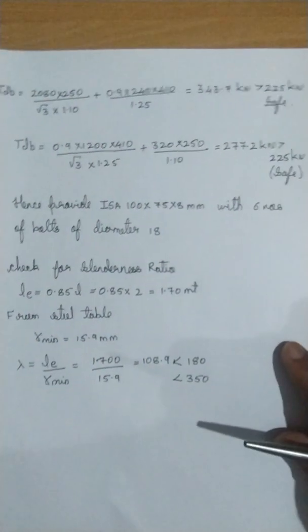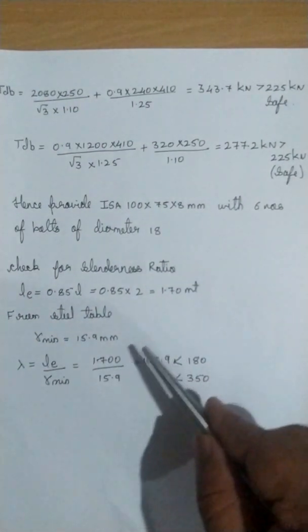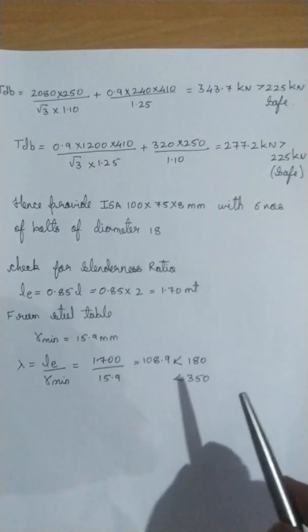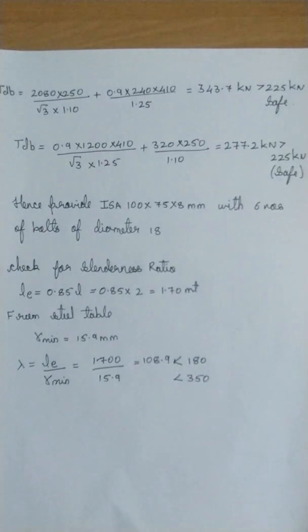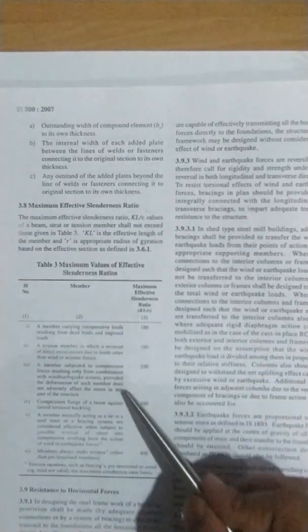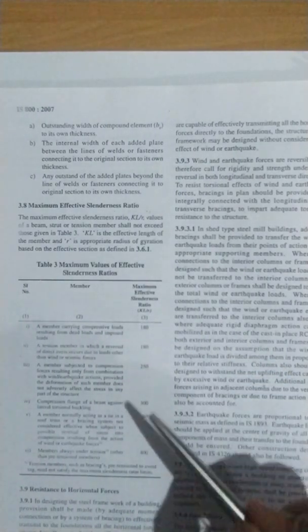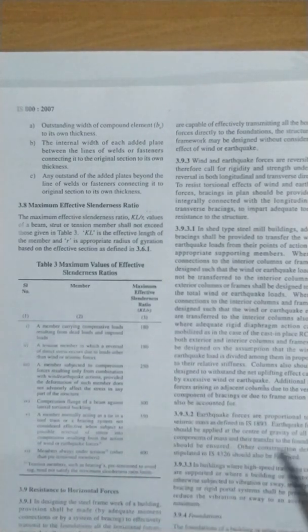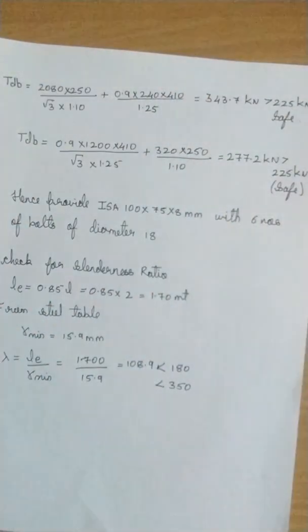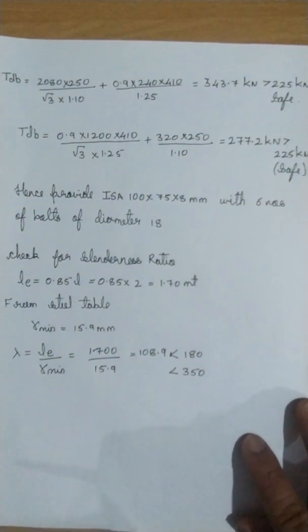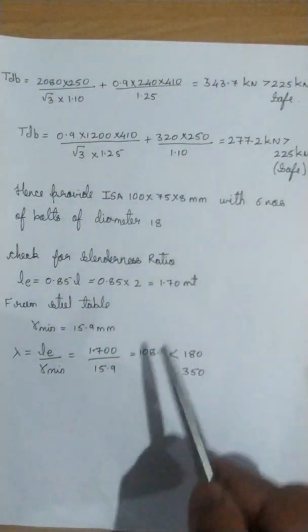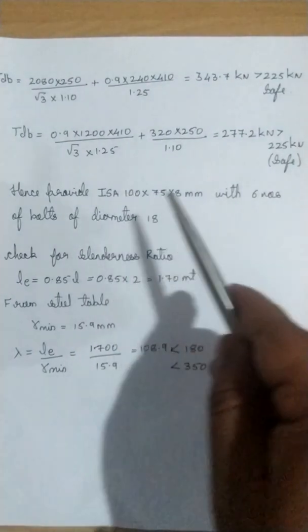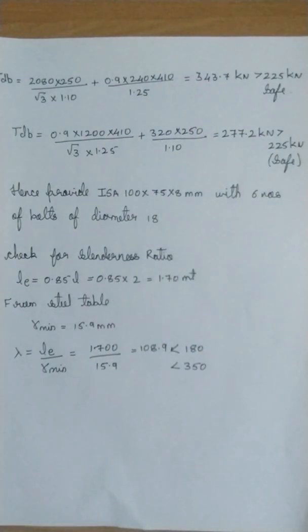So the effective length divided by r minimum is so much, which is less than 180 and less than 350 as per the codal provision given in table number 3, that is this. The maximum value of slenderness ratio is 180 and 350. One is for the components where the loads are other than wind and earthquake, and one is for the components with wind load or earthquake load. Hence the slenderness ratio is also safe within the limits. Hence the section can be used as a single angle section for the provided load.